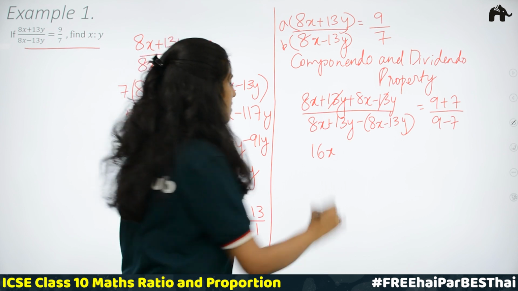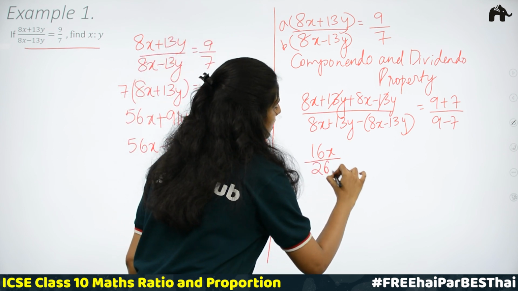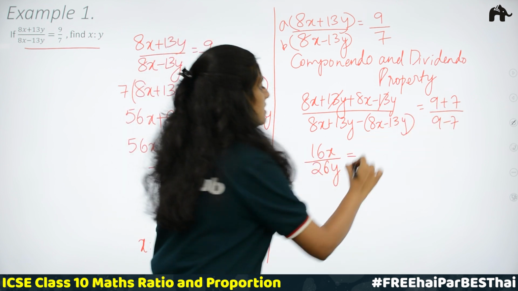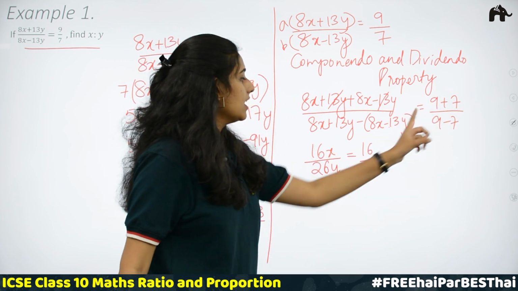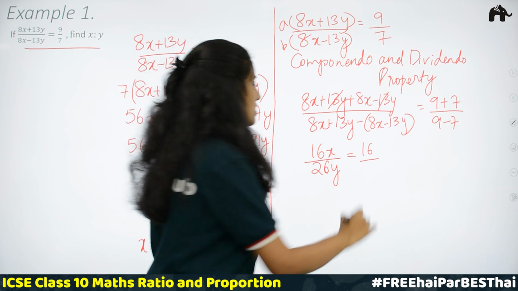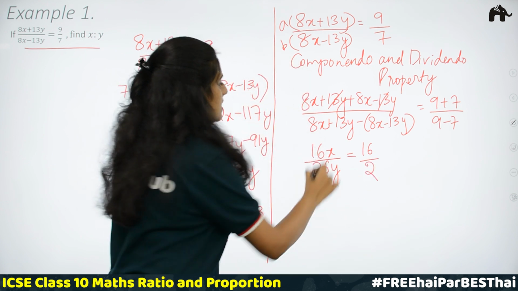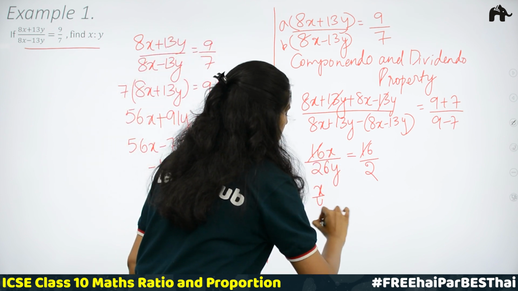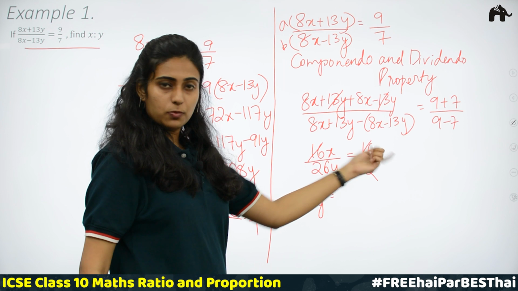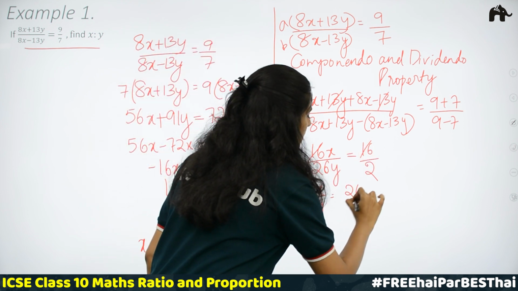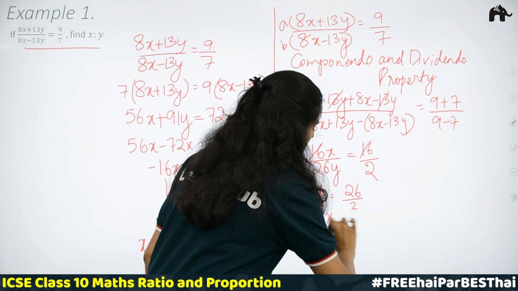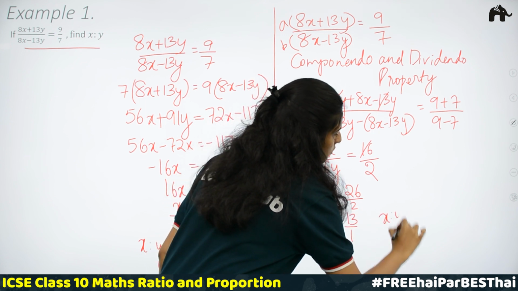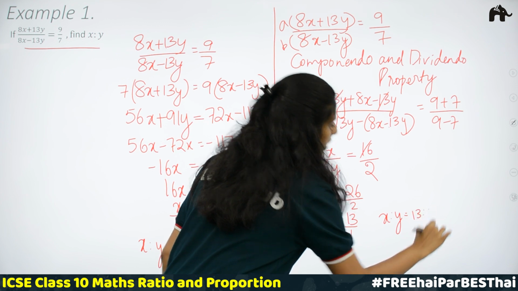13y plus 13y, 26y is equal to 9 plus 7 is 16 divided by 9 minus 7. 9 minus 7 is 2. Okay. 16 can be removed from both the sides. Then x by y is equal to, taking 26 to the opposite side, it comes to the numerator, 26 by 2, or x by y is equal to 13 by 1. That is x is to y is equal to 13 is to 1.